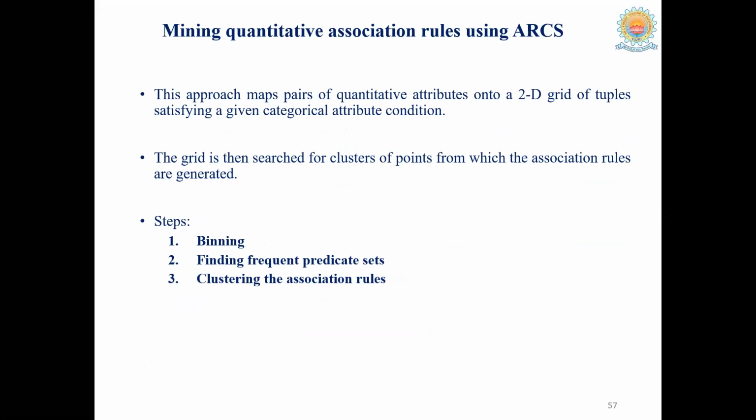So ARCS maps quantitative attributes onto a 2D grid. After that, the grid is searched for clusters, and these clusters are further used to generate association rules. And it is a three-step process. It is actually a three-step process.